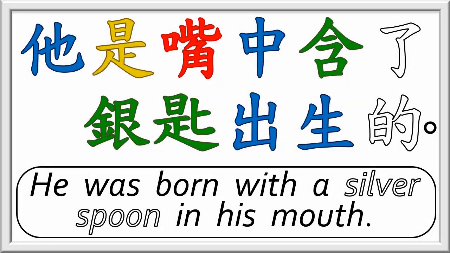our next one. You can see that the purple fourth tone shi became the phonetic. When pronounced chi, it represents a spoon, but when given the unstressed pronunciation shi, it means a key, a spoon-like object. Here's an example of a silver spoon. 他是嘴中含了银石出生的. He was born with a silver spoon in his mouth. In other words, he was born into a rich family.